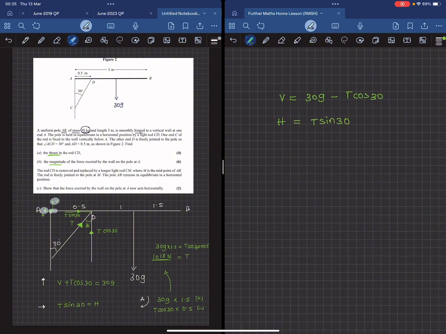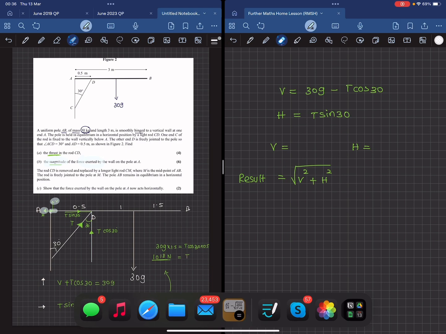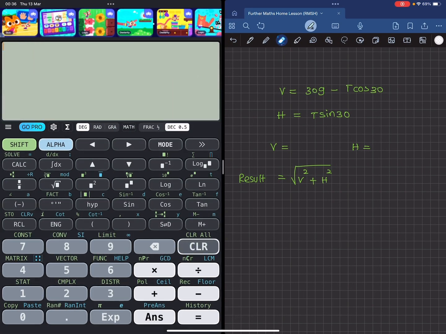If I put this in the calculator, I should get an answer for V, I should get an answer for H, and then whatever these answers are, you square them and square root the sum, because that's the resultant force they're asking for. The force exerted, magnitude, means they're asking you to find the horizontal and vertical, and then they want you to find the magnitude. Magnitude means Pythagoras.